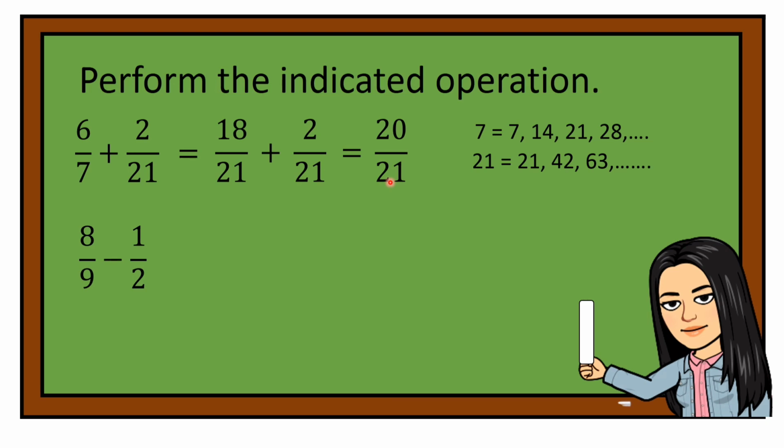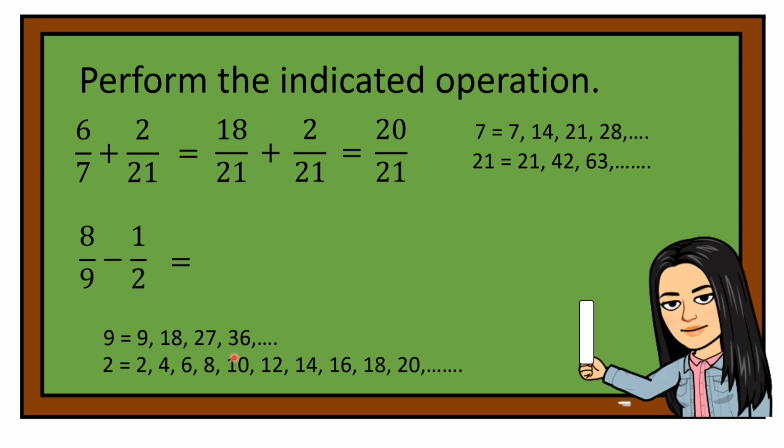Another example, 8 over 9 minus 1 over 2. So that would be equal to, get the multiples of 9: 9, 18, 27, 36, and so on and so forth. And then multiples of 2 are 2, 4, 6, 8, 10, 12, 14, 16, 18, 20. The least common multiple here is number 18. So our LCD is 18.